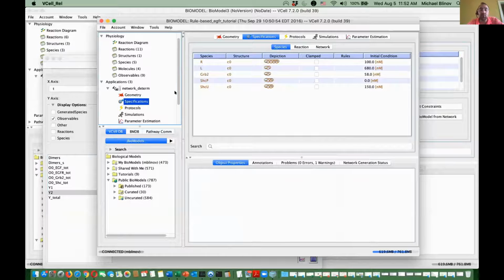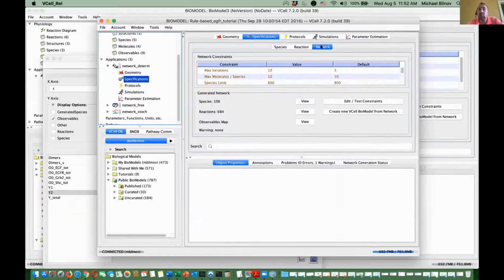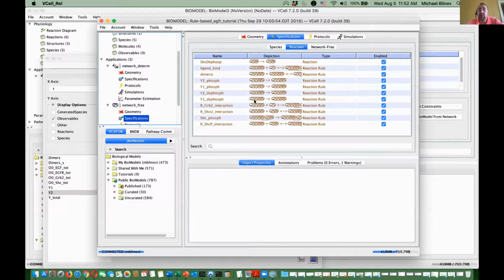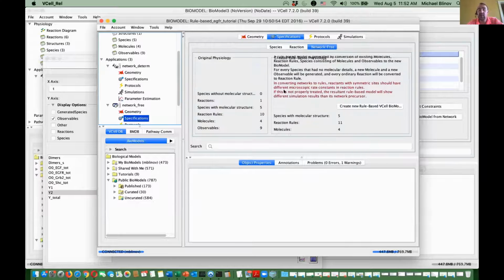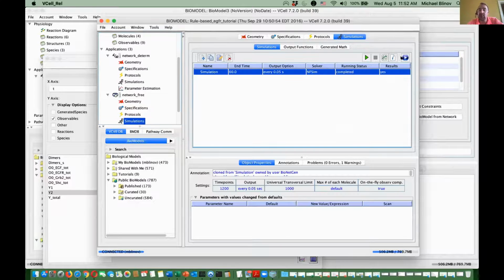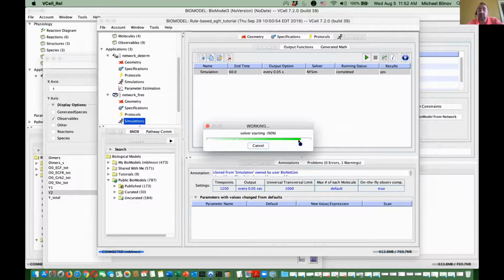But then you can also do, and this network I didn't show you, but we already had a certain maximum number of iterations and number of max molecules per species to control how the network grows. So it's 684 reactions, a pretty large model. But there is network-free simulation. And in a network-free simulation, we don't deal with any of the network parameters because it doesn't generate the network. So let's run it again. Now I'm running this network-free.